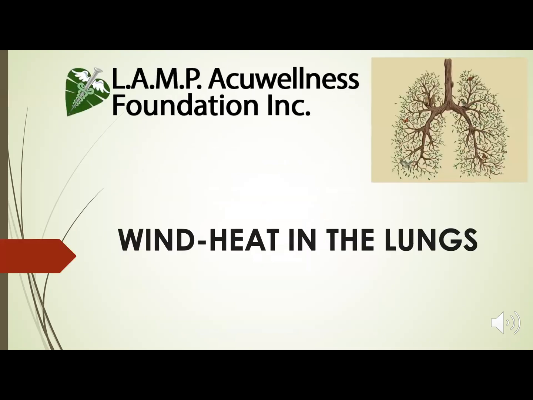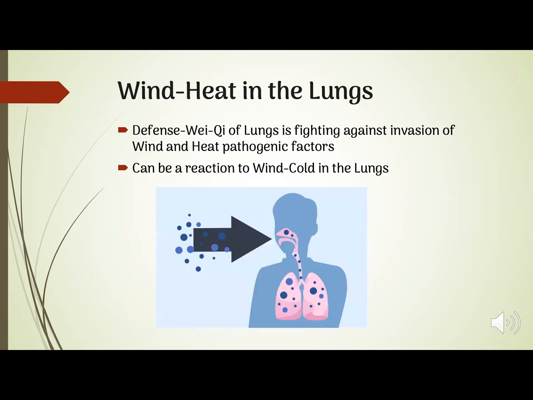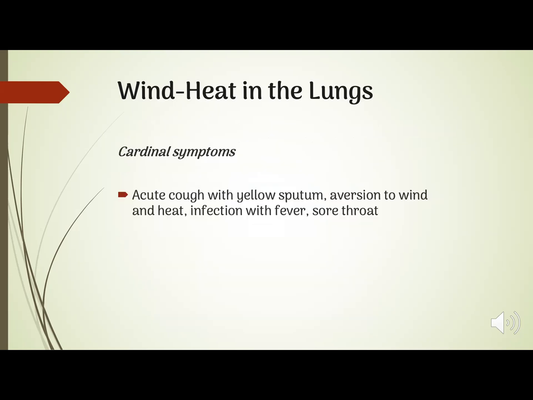Wind heat in the lungs. In wind heat in the lungs, the defensive qi or wei qi is fighting against the invasion of wind and heat pathogenic factors. So wind heat in the lungs can be a reaction to wind cold in the lungs. Cardinal symptoms: acute cough with yellow sputum, aversion to wind and heat, infection with fever, sore throat.